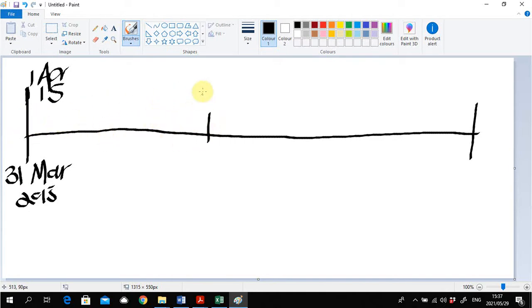So I would draw it here, and it is done on the 1st of August 2015. Then there is one in February, so it's going to be August, September, October, November, December, January, February. So let's put it about there. On the 1st of Feb 2016. Then there is one on 1 March, so it should be about there.